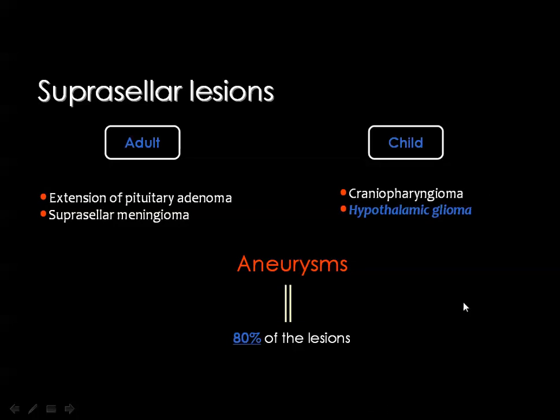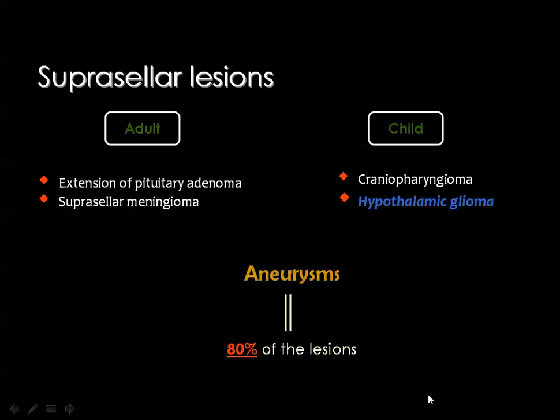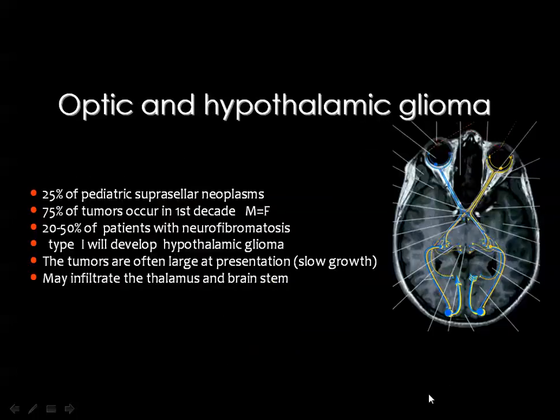Then we come to the second lesion seen in children, which is the hypothalamic glioma. In the hypothalamic glioma, in order to understand this, you should know something about the visual pathways. And we will discuss some of these pathways in the lecture of orbital imaging. But you know that this is the optic nerve and this is the optic chiasm. Then you have the optic tract and the visual radiations in the occipital cortex.